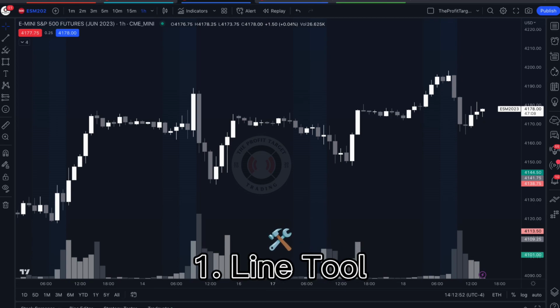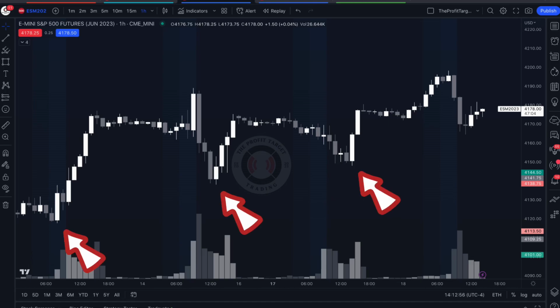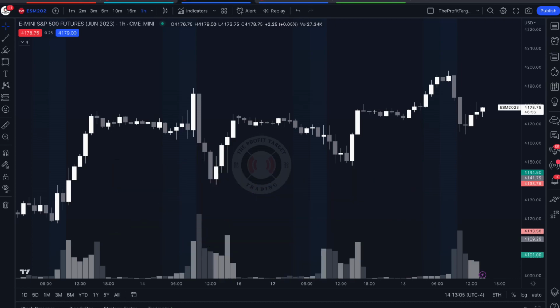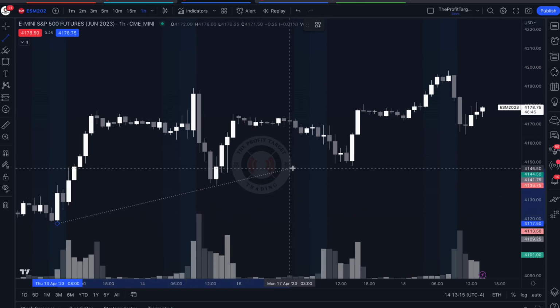Number 1. The line tool, which is the most widely used, is a basic charting tool that is used to connect two or more price points on a chart. It can be used to identify trends, support and resistance levels, and to draw trend lines. To plot a line on the chart, select the Line tool from the Charting Tool menu. Click on the chart to define the starting point of the line. Drag and click to define endpoint of line.